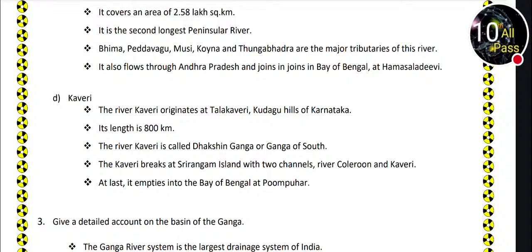Kaveri. The river Kaveri originates at Talakaveri, Kodagu Hills of Karnataka. Its length is 800 km. The river Kaveri is called Dakshina Ganga or Ganga of the South. The Kaveri divides at Srirangam into two channels, the Kollidam and the Kaveri. At last it empties into the Bay of Bengal at Poompuhar.